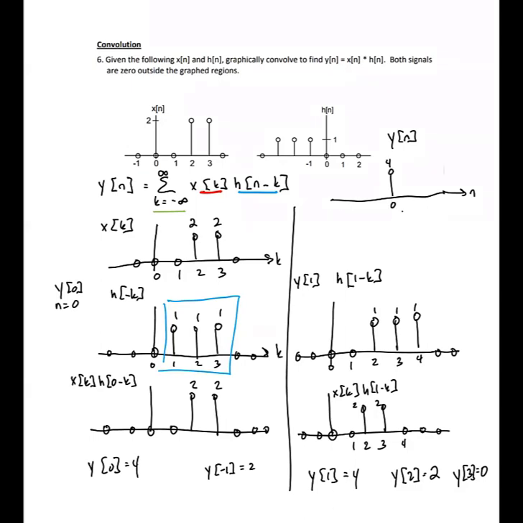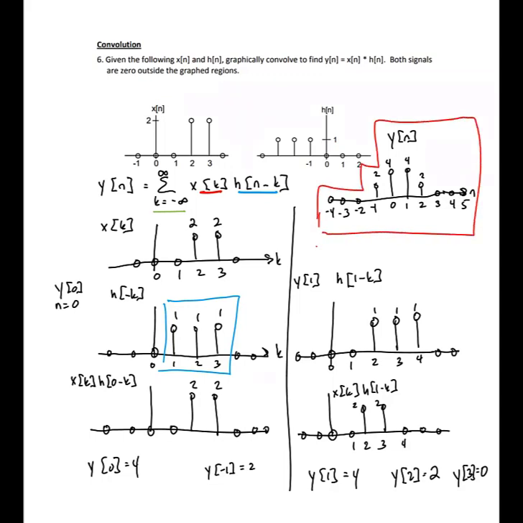At y equals 1, it was also 4. At y equals 2, it dipped down to 2. And for any values greater than that, we found it was 0, because there's just no overlap. Similarly, for y equals negative 1, we found it was 2. And for any values of n less than negative 1, our output is 0. So that's our answer.